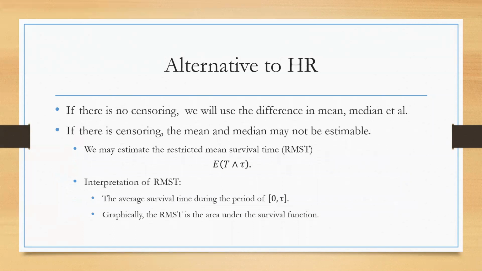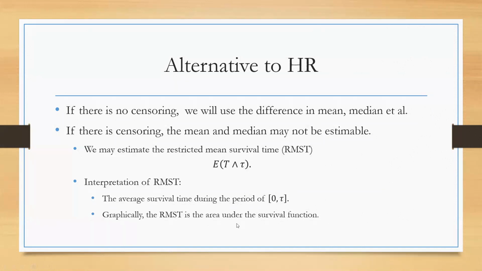But if there's censoring, we oftentimes cannot estimate the mean and median. As you know, censoring prevents us from estimating the entire survival distribution. So in that case, a very simple alternative is to estimate the restricted mean survival time, which can be defined as the expectation of the survival time truncated at a time point tau. So here's the definition of the RMST. The interpretation of RMST is quite simple, actually simpler than the hazard function. It is simply the average survival time during this period from zero to tau, or the expected lifetime during the time window zero to tau, right?